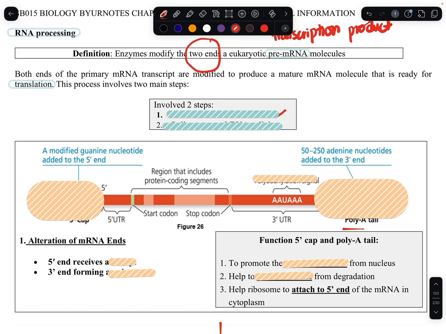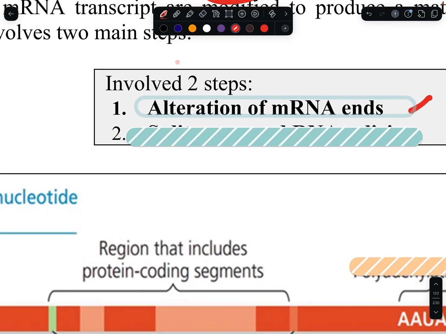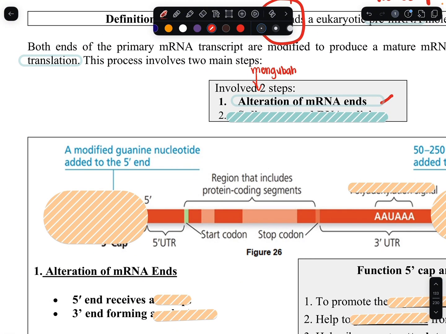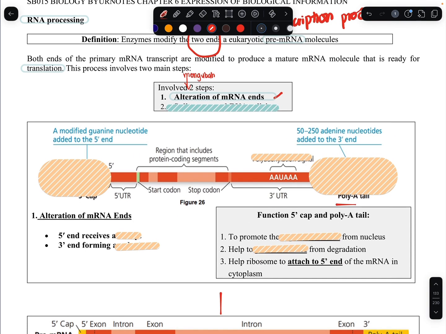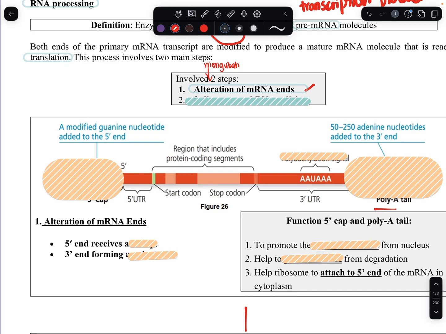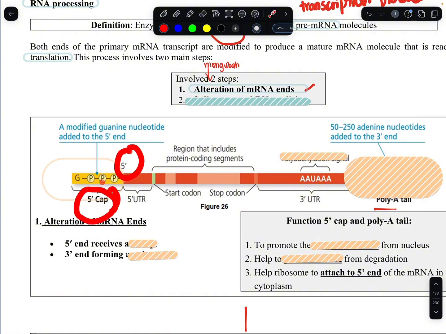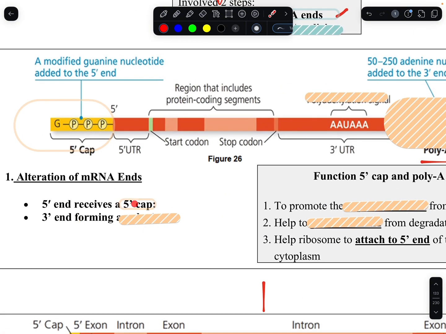I hope you guys remember from our online lecture. The first one is alteration of mRNA ends. Alteration bermaksud mengubah. Alter kan, alter mengubah. Contoh alter baju kamu terlampau besar, mau bagi kecil, so kita ubahlah baju tu mengikut saiz kamu. Okay, so in the case of mRNA, kita akan ubah ke kedua-dua hujung mRNA. So we will take a look at here. Kita sudah belajar dekat 5' sini kita akan tambah 5' cap. So that's why here 5' and receive a 5' cap.